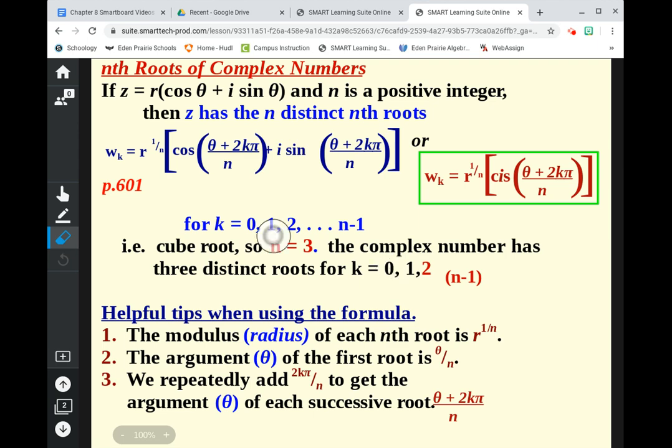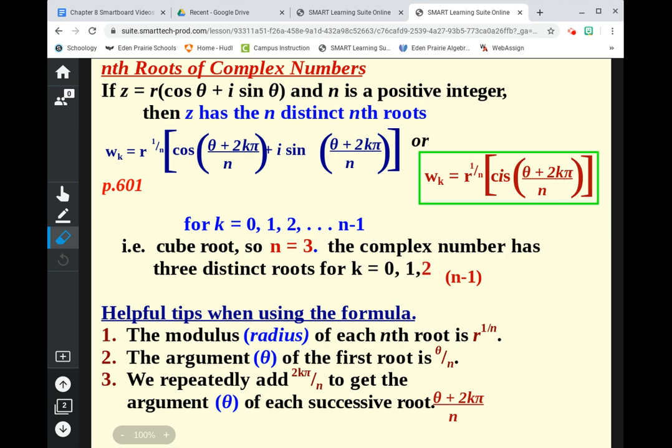So if it's cube root, you'd say 0, 1, and 2. If it was fourth root, you'd say 0, 1, 2, and 3. That's 4 roots, but you have to include 0. So that's why we talk about n minus 1. So 3 minus 1 is 2: 0, 1, 2.